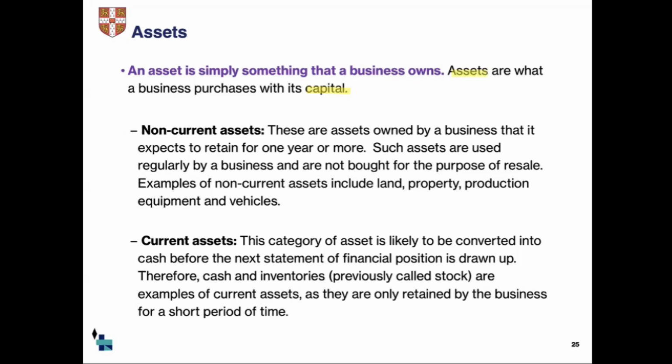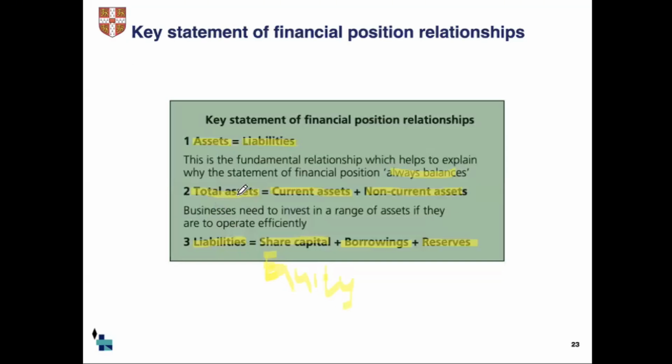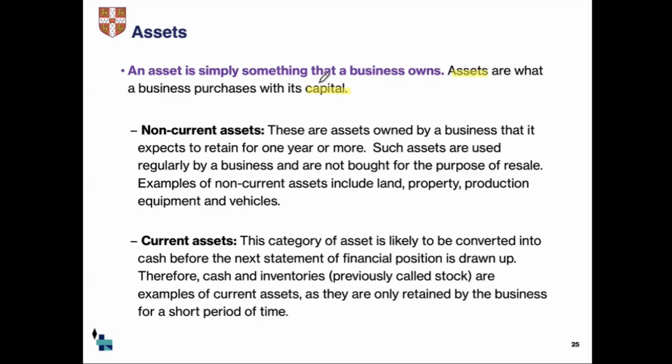And there are two types of assets, just like we saw here. We saw that total assets is equal to current assets and non-current assets. There are two types of assets. The first one is non-current assets, and then we have current assets. It's very important that we know the distinction between the two. That is non-current assets and current assets. So non-current assets are assets that are owned by a business that it expects to retain for more than 1 year. All right. It expects to keep these assets for more than 1 year.